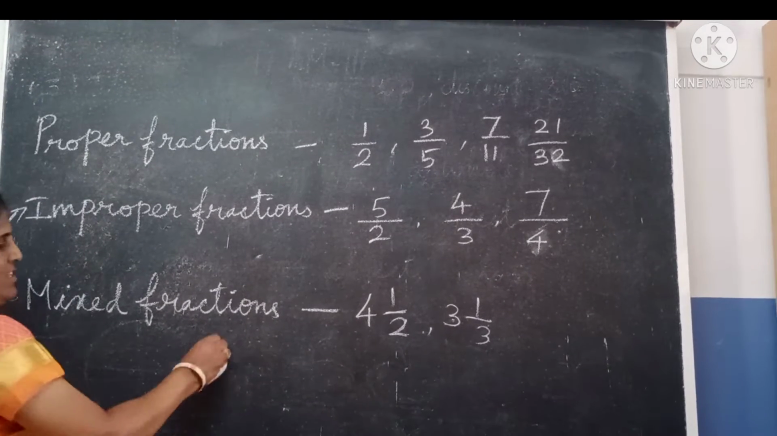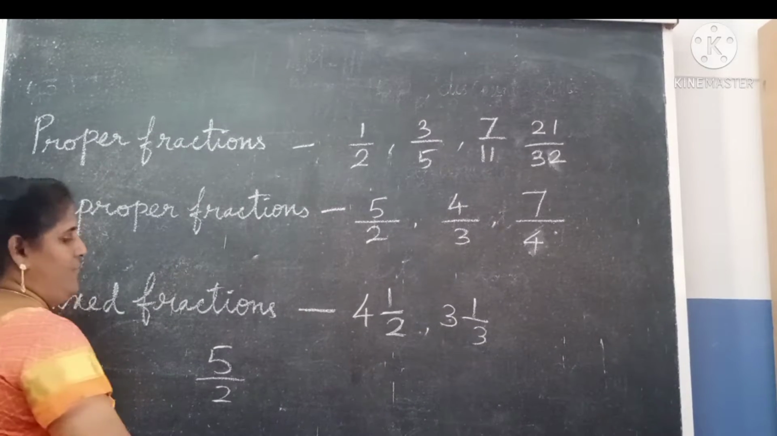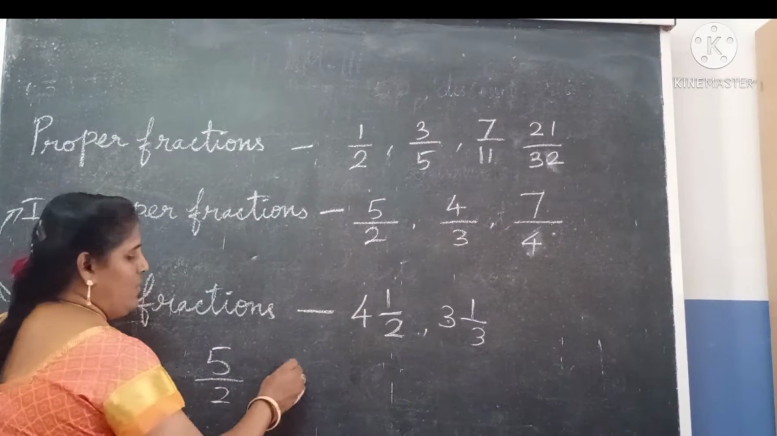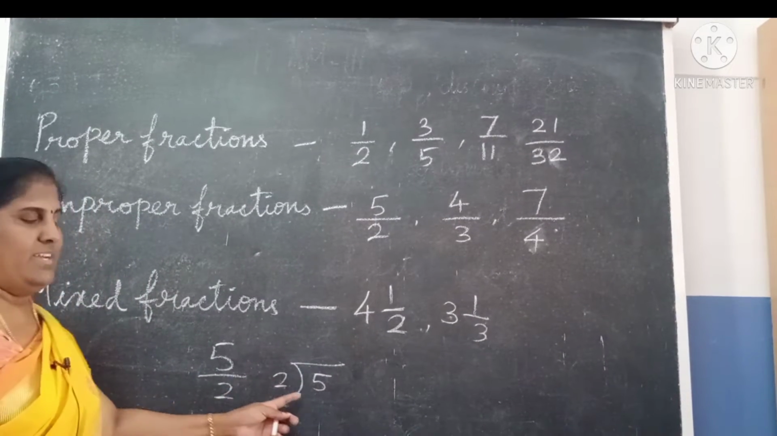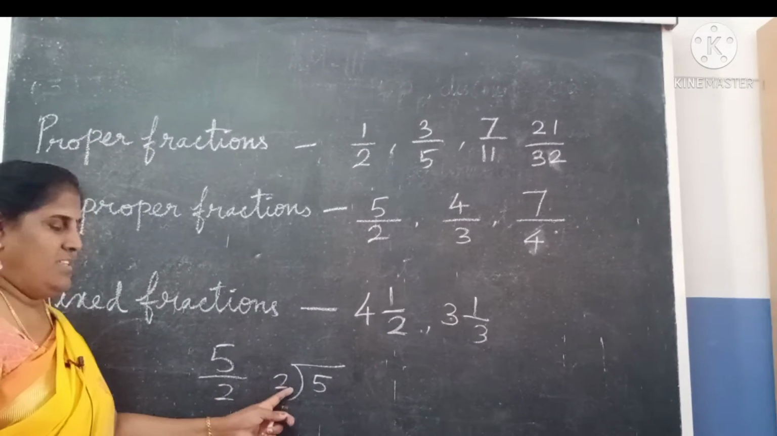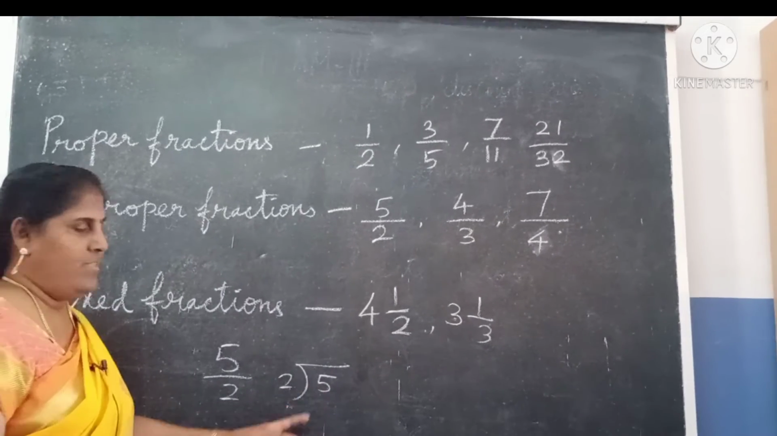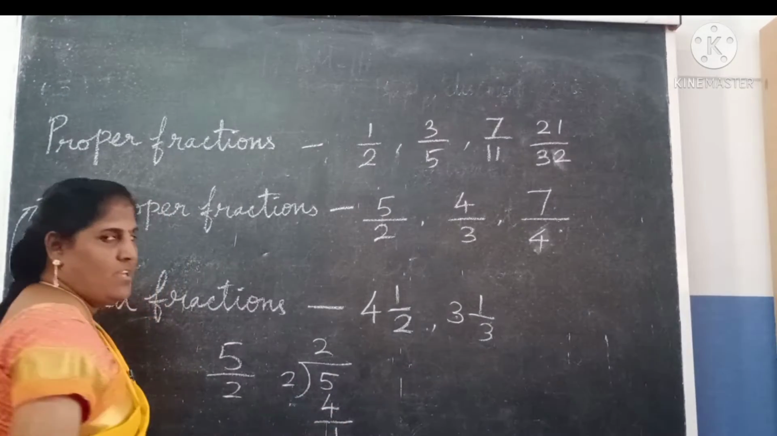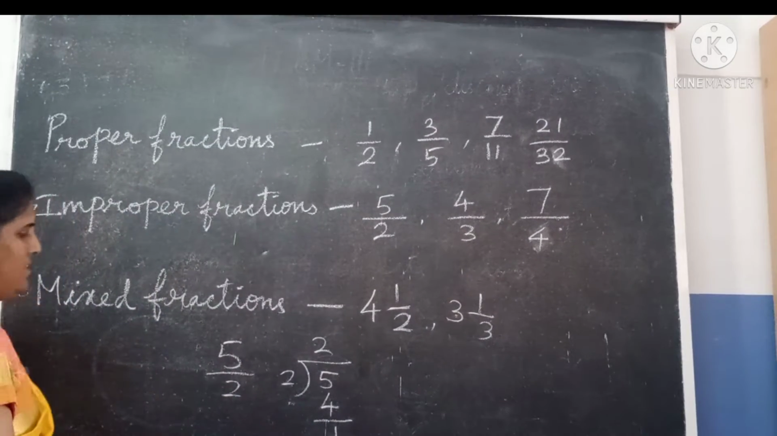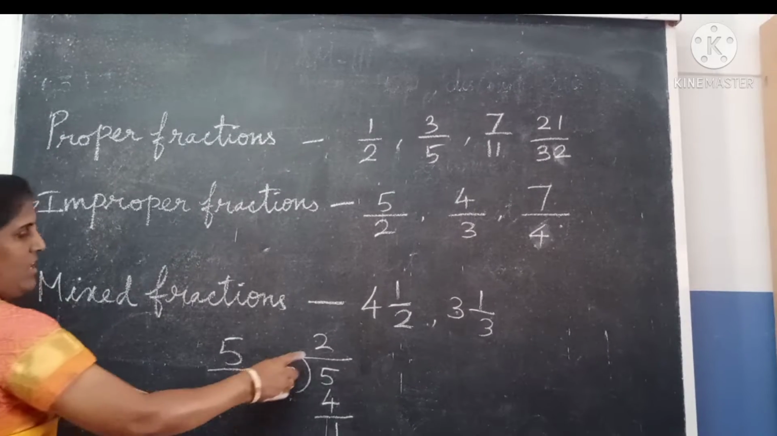Take 5 by 2, which is an improper fraction. 5 by 2 means we need to divide 5 by 2. First, in the 2 table, how many 2s are in 5? Yes, 2 2s are 4. The remainder is 1. So now we can write 5 by 2 as a mixed fraction.